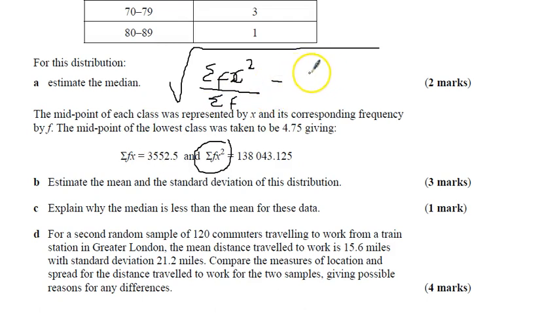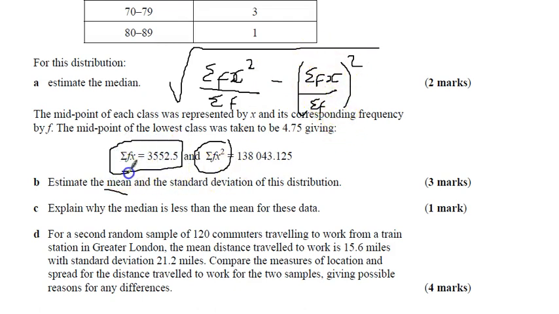And we take away from that x bar squared, which is sigma fx over sigma f, which is then squared. Now we have that formula. It's really straightforward to work out the mean. We're just going to work out the thing inside this bracket. We're just going to do this divided by the total frequency, which is 120, and then to find the standard deviation, you're going to put that value in on the top of this fraction.